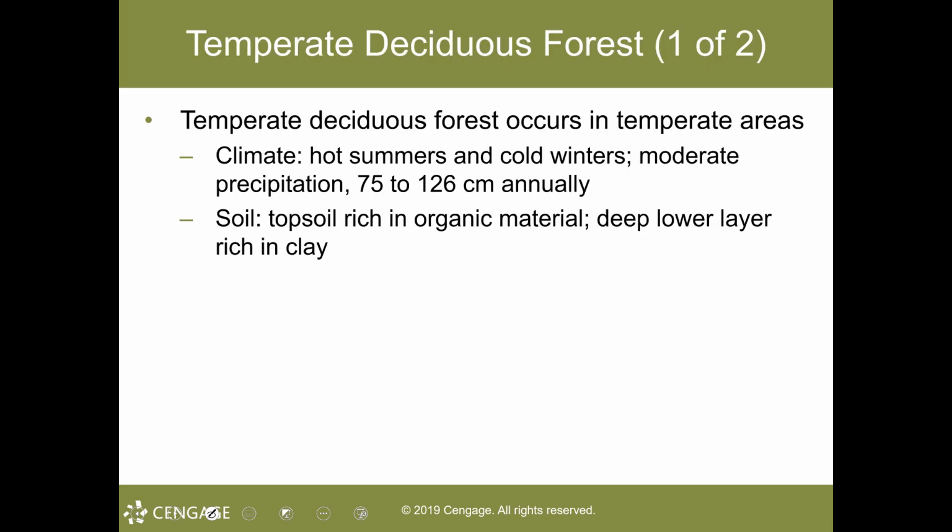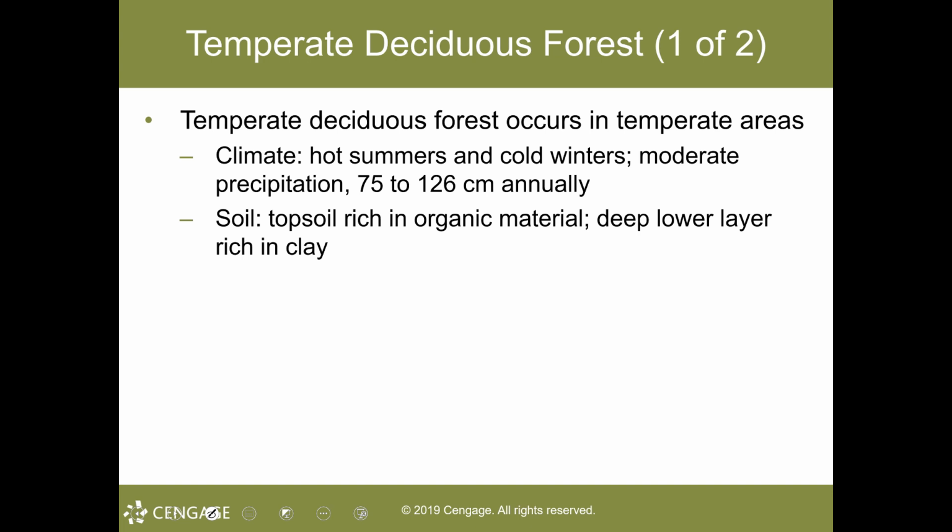Next up is the temperate deciduous forest. It has a canopy of broadleaf trees. Seasonality, meaning hot summers with cold winters, is characteristic of the temperate deciduous forest. It occurs in the temperate areas where precipitation ranges from about 30 to 50 inches annually.